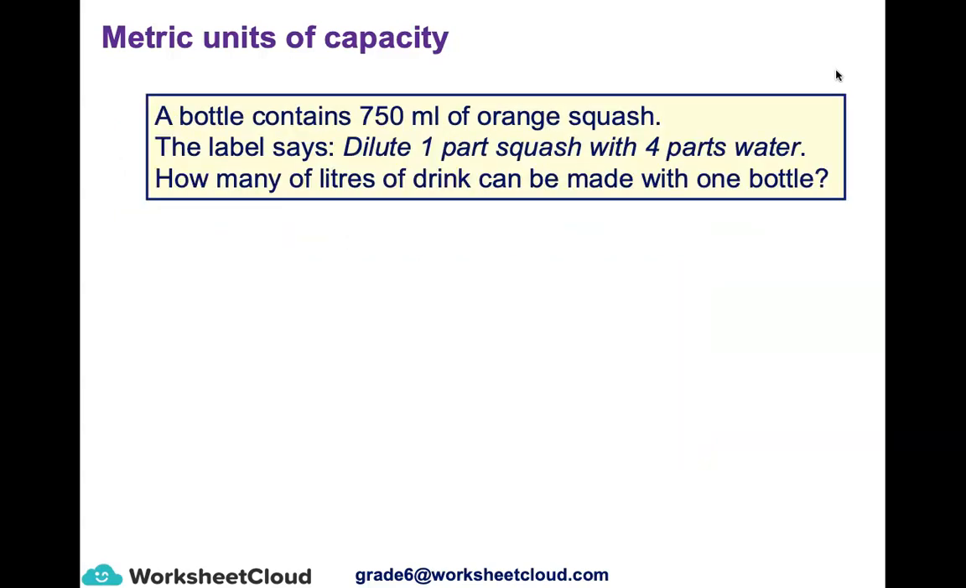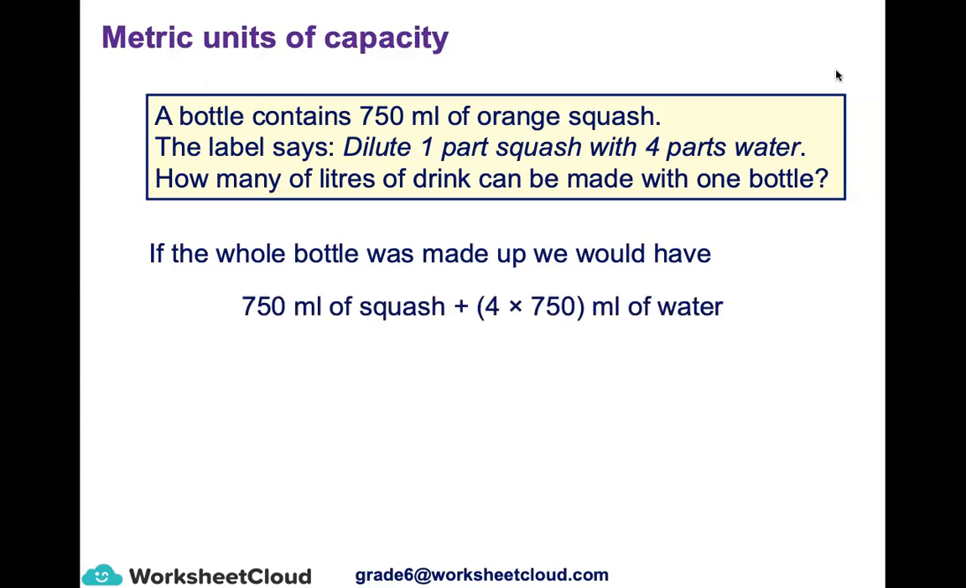So a question for you: a bottle contains 750 milliliters of orange squash. The label says dilute 1 part squash with 4 parts water. How many liters of drink can be made with 1 bottle? If the whole bottle was made up, we would have 750 milliliters of squash, and that would be our 1 part squash. Then we'd have to have 4 parts water, so 4 times 750 milliliters of water. That's how we would mix it into the correct ratio.